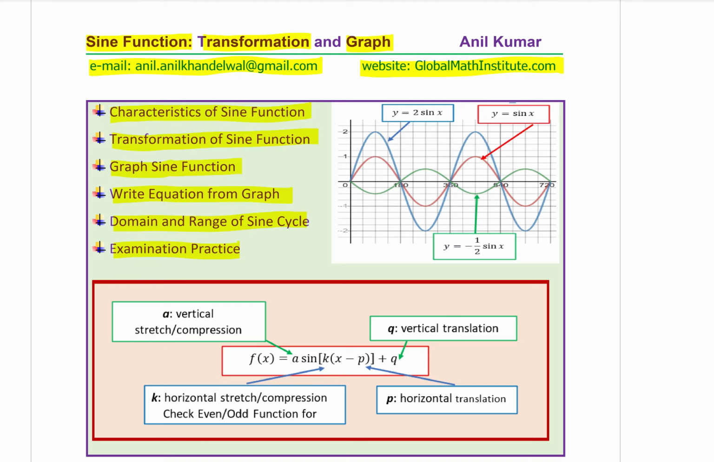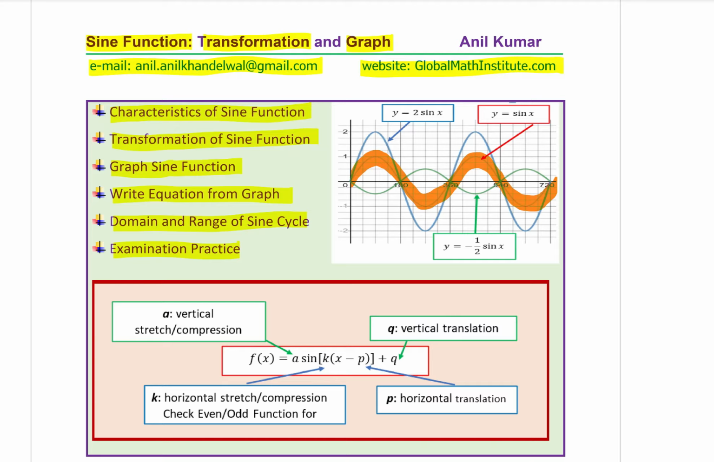As you see here, a sine graph is shown to you which is in red. The sine function starts at the axis, goes to the maximum, 0, minimum, 0, maximum, right? That is one particular cycle of sine function. We'll look into its transformation in this particular video.